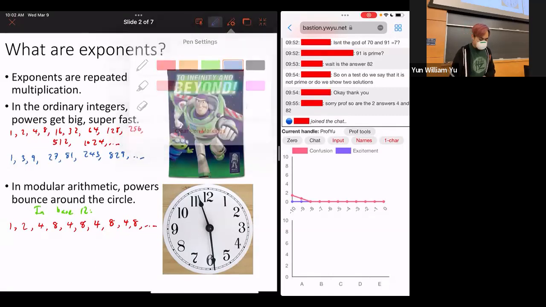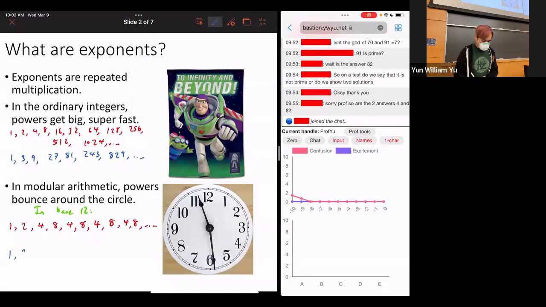And let's see what happens for 3. 1, 3, 9. 9 times 3 is 27, right? But 27 mod 12 is just 3 again. So you end up getting the same behavior where you keep on bouncing back and forth.